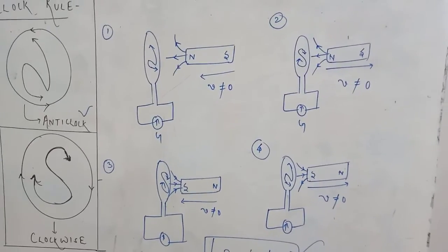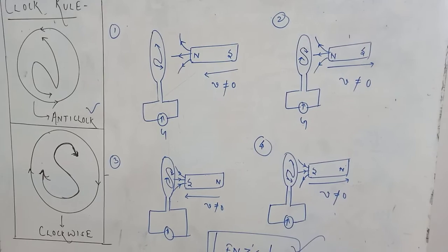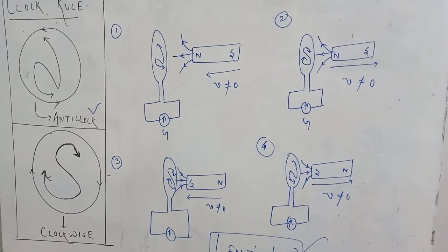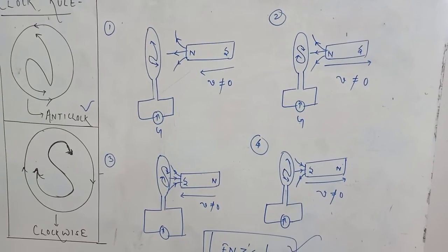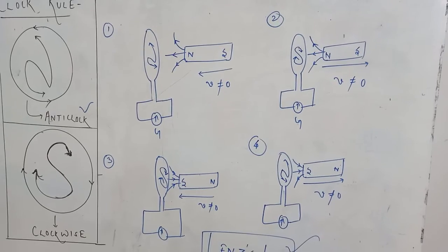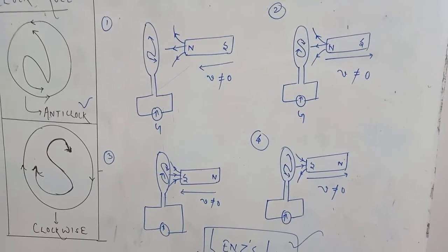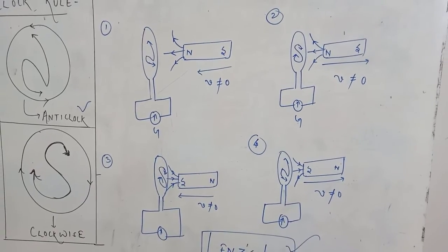In these four diagrams also, if you see, in the first case the north pole is moving towards the coil, and in the second case the north pole is moving away from the coil. In both cases the direction of current will be reversed. In the first case a north pole is induced, in the second case a south pole is induced. That means in the first case anti-clockwise current will be there, and in the second case clockwise current will be there.